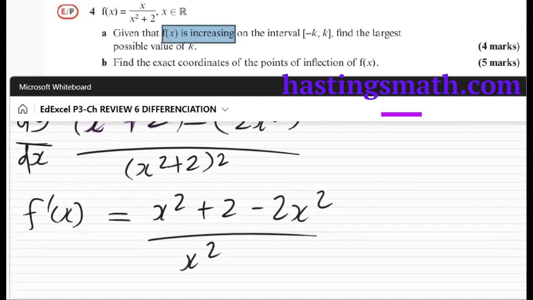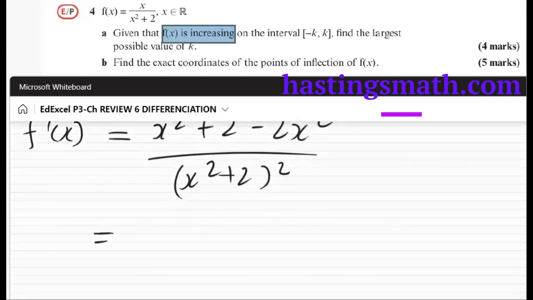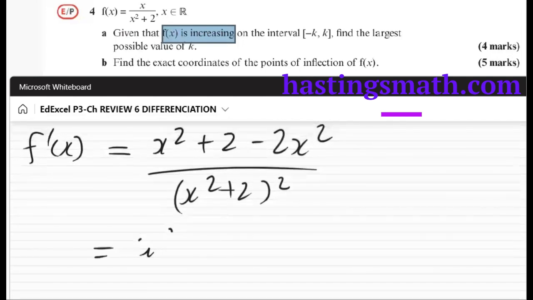All over x squared plus 2 squared. And that will simplify some more. We want to combine x squared minus 2x squared, so it'll be 2 minus x squared, all over x squared plus 2 squared.